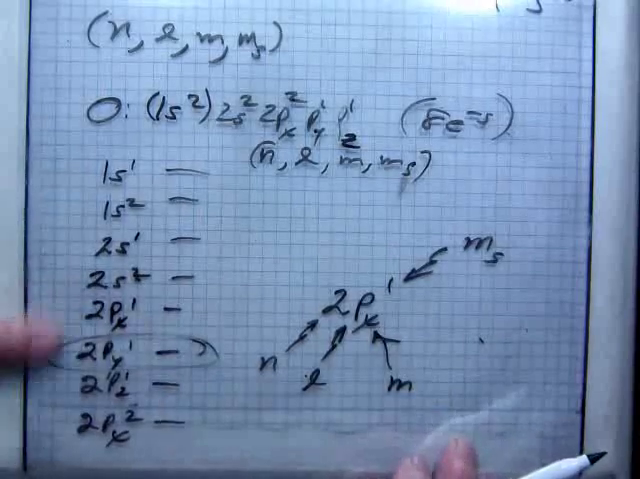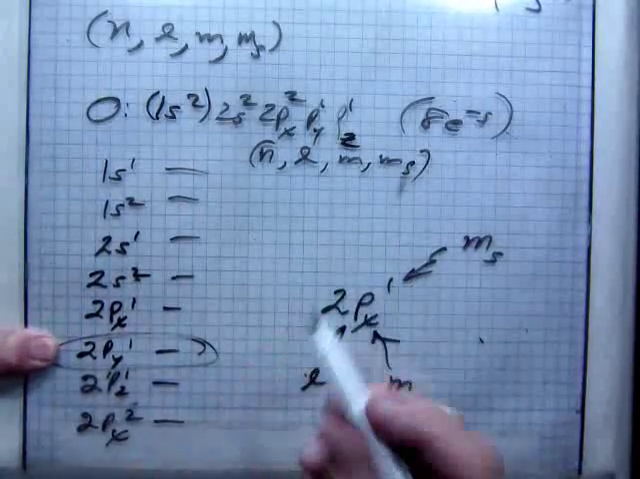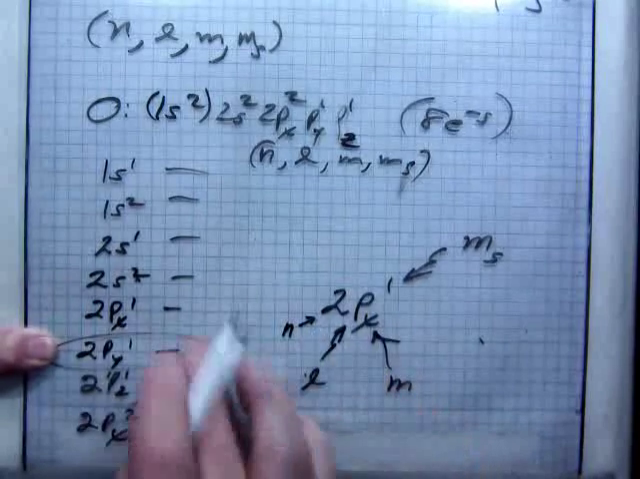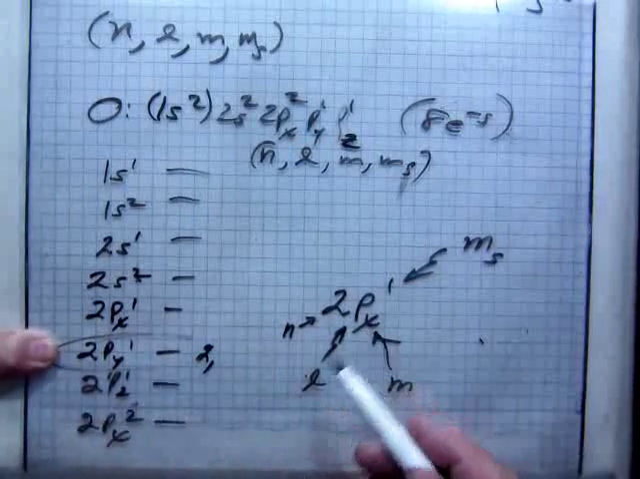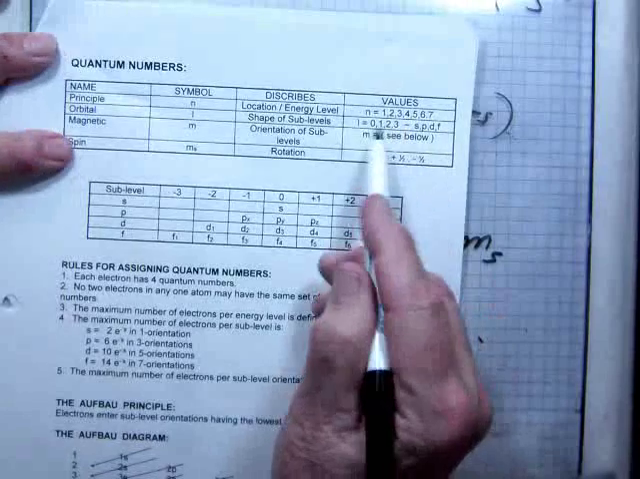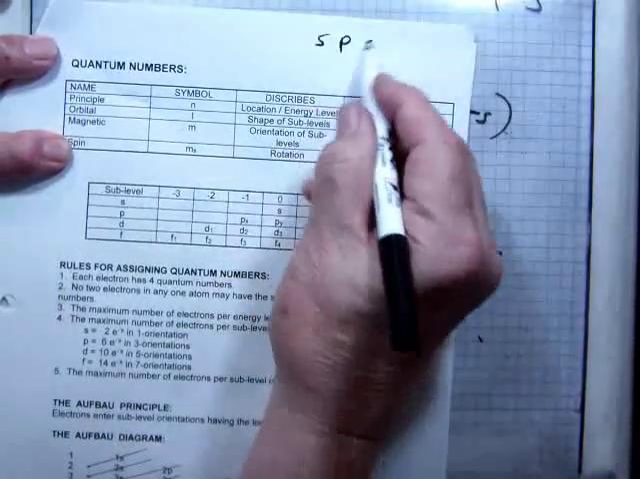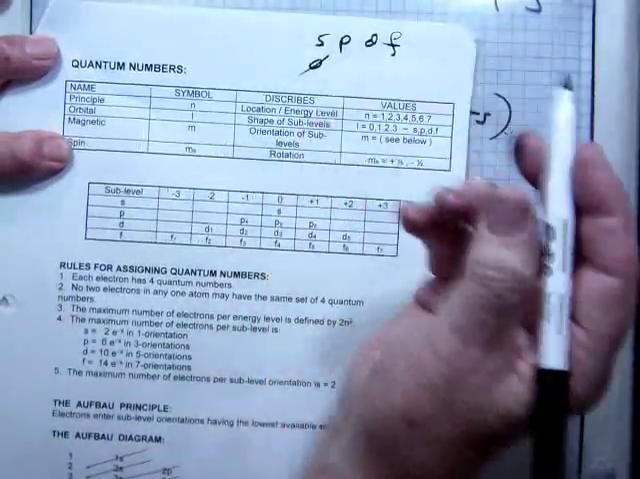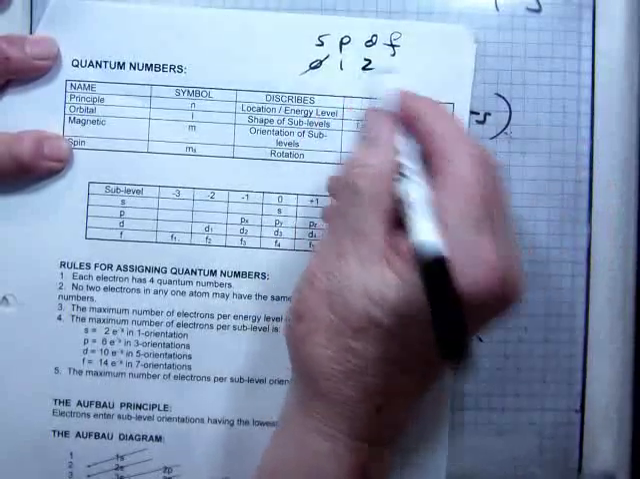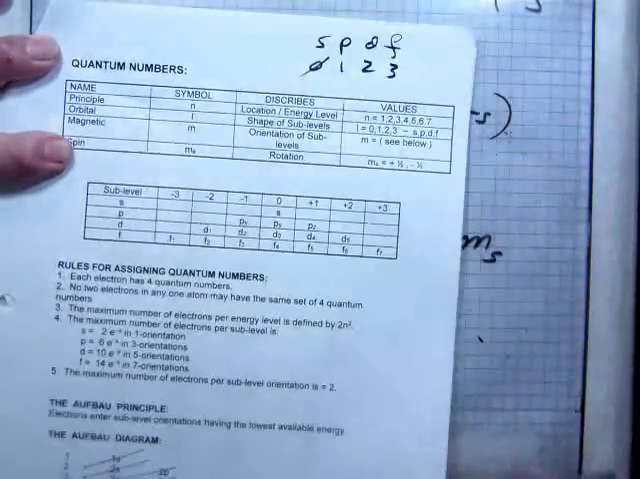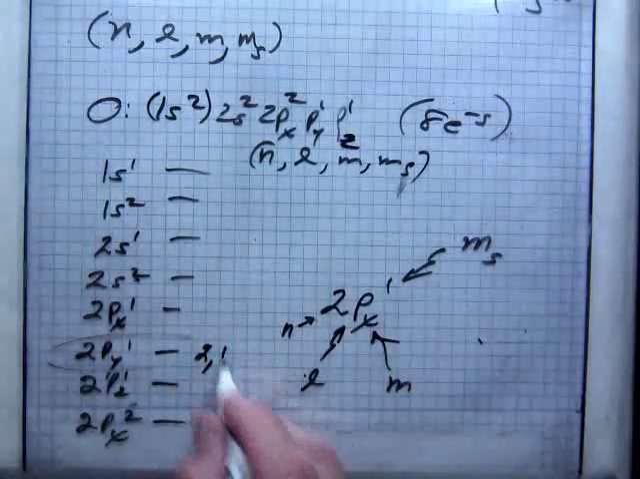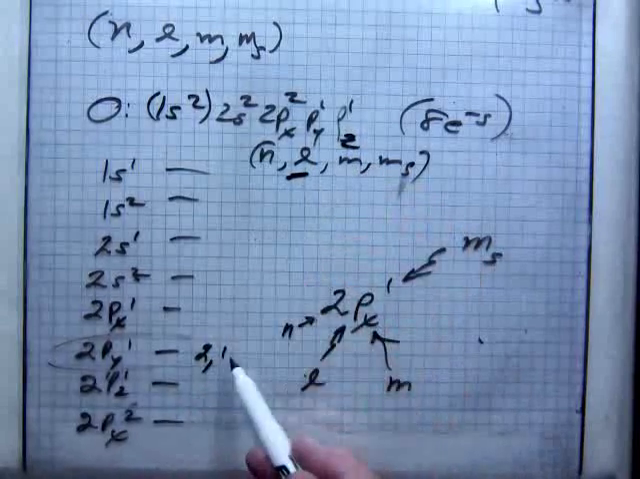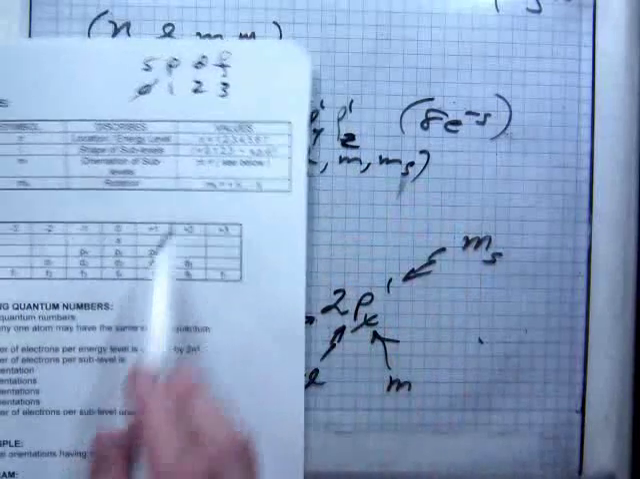So if I'm working with this one, the n is a 2. All right, p orbital. Look in this handout that I gave you: S, P, D, and F. S orbitals have a 0 value, 1 for P, 2 for D, and 3 for F. If I'm talking about a p orbital, then I'm putting the l quantum number here as a 1. That's what the designation is.